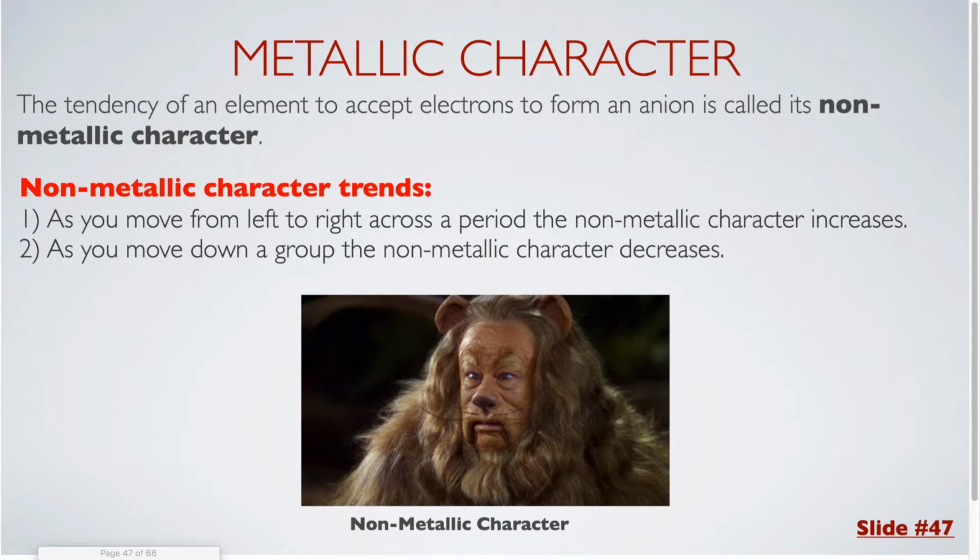The tendency of an element to accept electrons to form an anion is called nonmetallic character. As you move from left to right across a period, the nonmetallic character will increase. As you move down a group, the nonmetallic character will decrease.